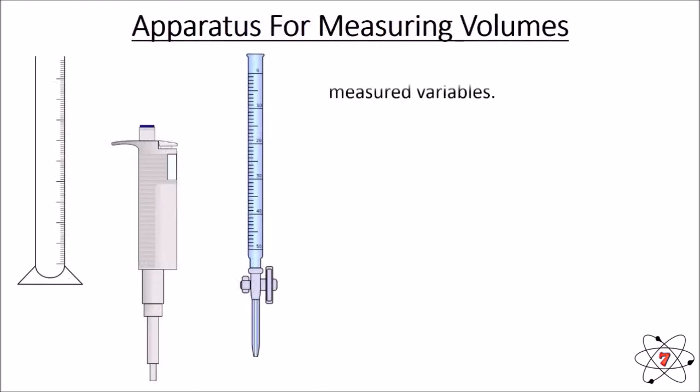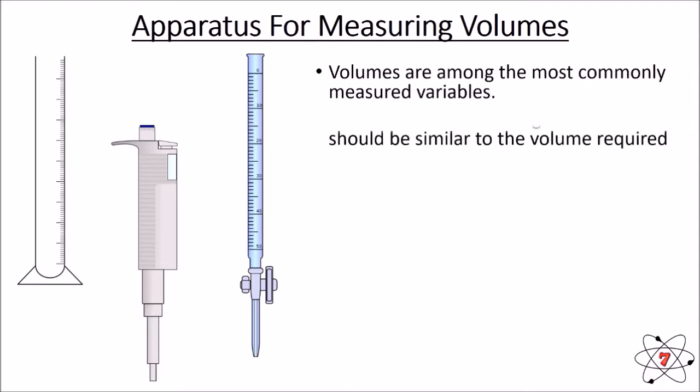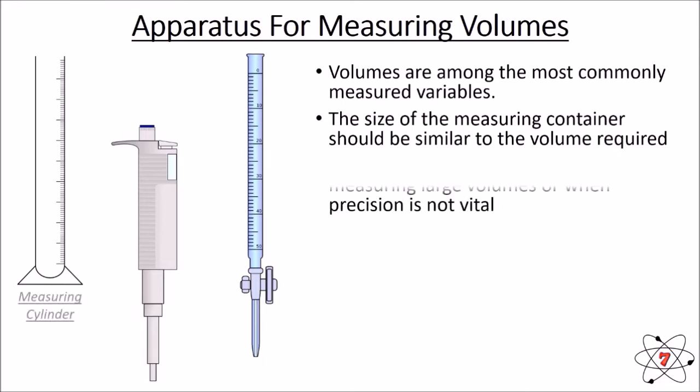Measuring volume is one of the most common things that we measure. It could be volume of any liquid, or it could in some cases be a volume of a gas. We need to make sure the size of the measuring container is similar to the volume required. There's no point in using a 5 milliliter measuring cylinder if you need a total of 200 milliliters, because measuring it out 20 times or 40 times is not going to be useful. Likewise, if we only need 10 milliliters, there's no point in having a litre measuring cylinder because it's just not going to be accurate enough.